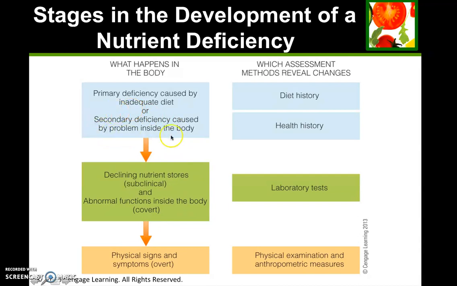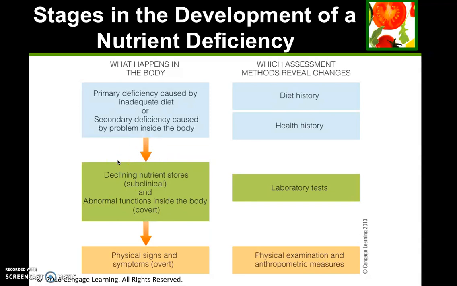And a secondary deficiency might be revealed through a health history. With the example of iron again, maybe we can look at their health history. Maybe they have a bleeding problem. Maybe they're a woman with a very heavy period, so they excrete too much iron, and this is revealed in a health history.